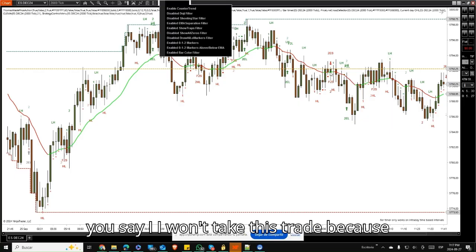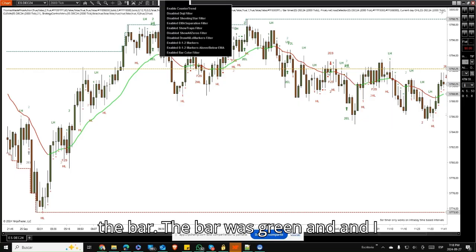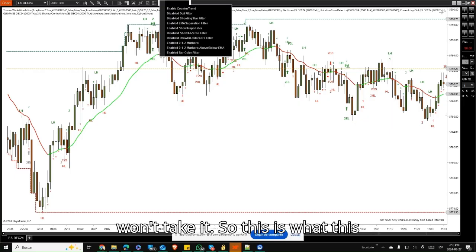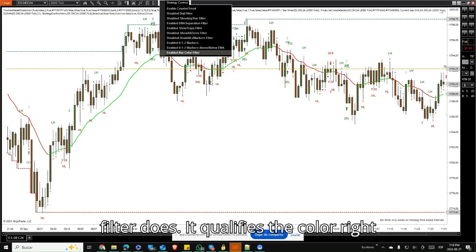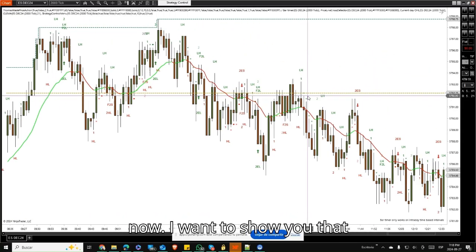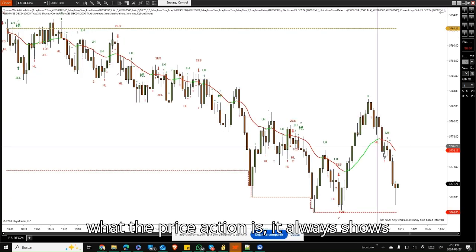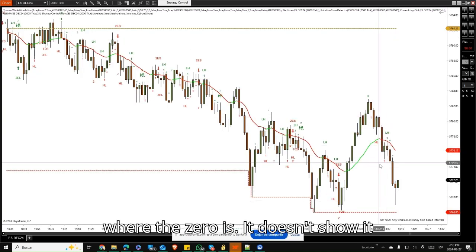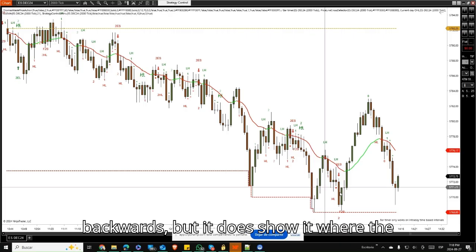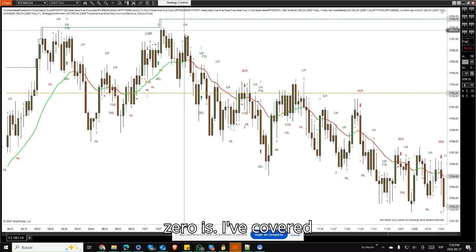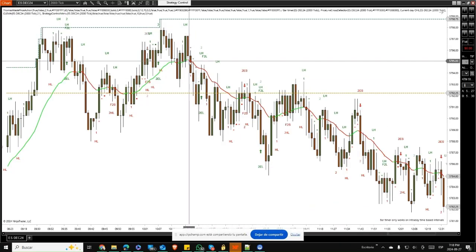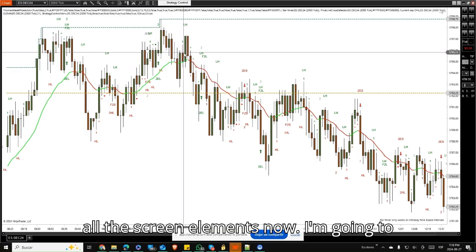Many times you say, I won't take this trade because the bar was green. So this is what this filter does. It qualifies the color. Right now, I want to show you that where the price action is, it always shows where the zero is. It doesn't show it backwards, but it does show it where the zero is. I've covered all the screen elements. Now I'm going to show you one by one.